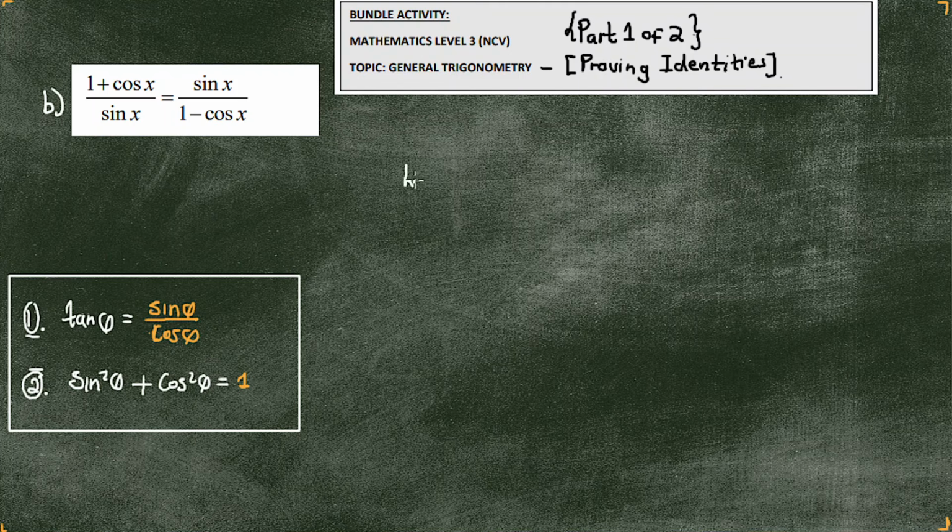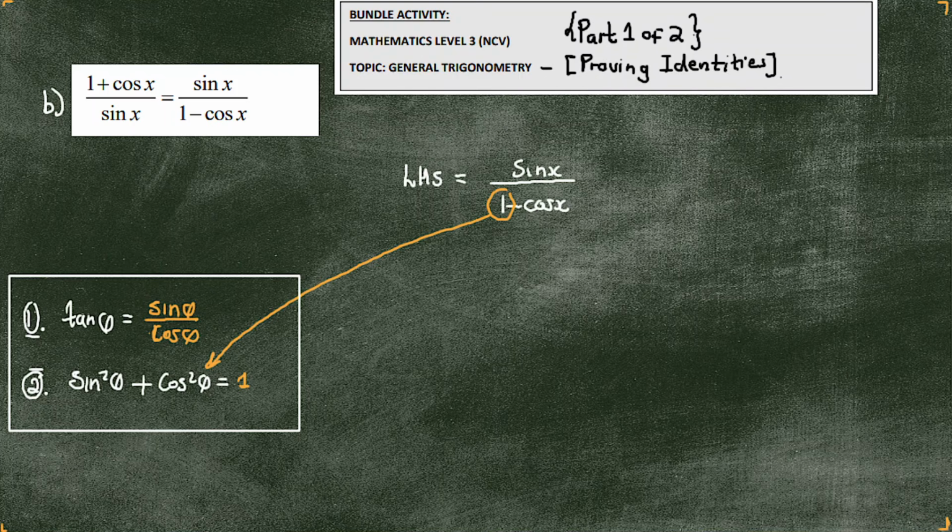I can take the right hand side and say sine x over 1 minus cos x. Remember, there is no identity, so you cannot use 1 or 2. Even this 1 cannot be changed into this identity. You should know why, right?